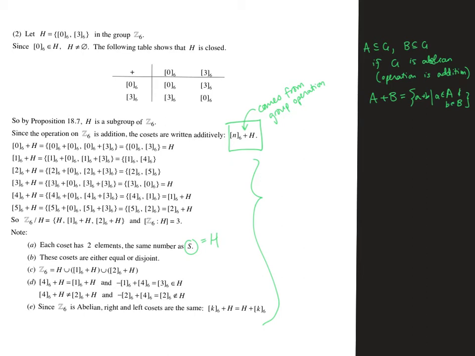And then part E is telling us that since we're working in an abelian group, it doesn't matter if we do right cosets or left cosets because addition commutes. So we're going to get the same thing on either side.